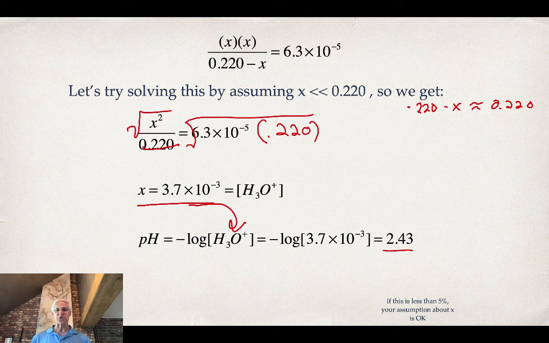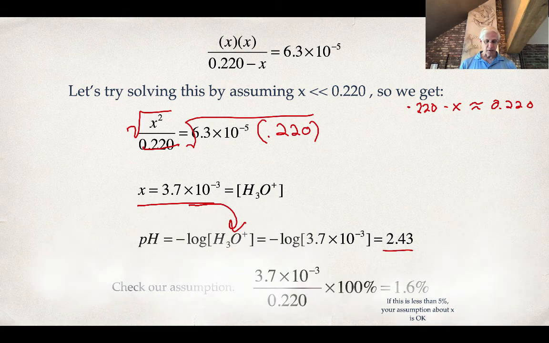Now we do want to check to see, was my assumption up here valid? Okay, and what we can do is we take the value of x that we got, we divide it by the value that we would have subtracted it from, and we multiply it by 100%. Here we get 1.6%. So we basically created 1.6% error in my pH calculation. If the value is less than 5%, we're okay with that as chemists. So your assumption is okay.